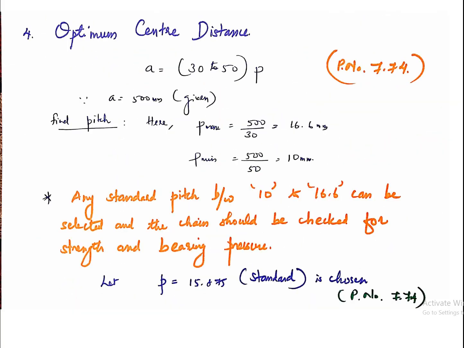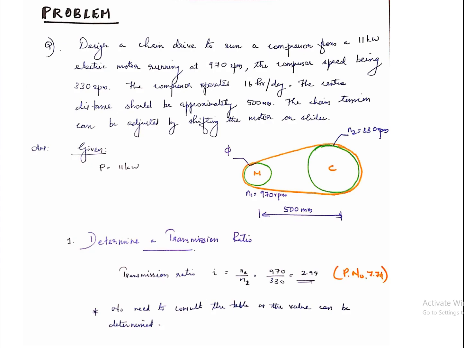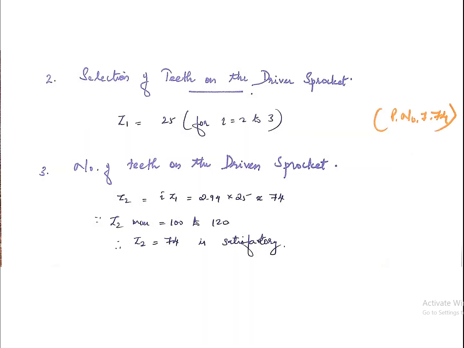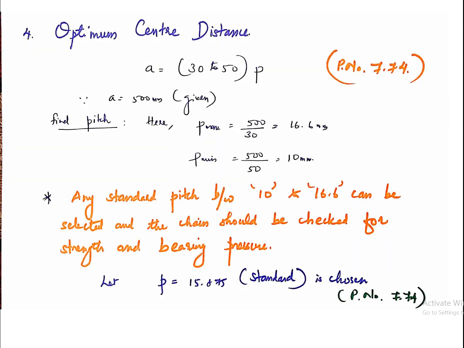Okay, so the design procedure starts with determining the transmission ratio. If it is not given, you can take the value. Once that is obtained, you can find the number of teeth. Okay. Now, once you get the number of teeth, the next step is to find the pitch. For that, you should find the maximum and minimum pitch and take the standard value of the pitch which is coming in between the range.